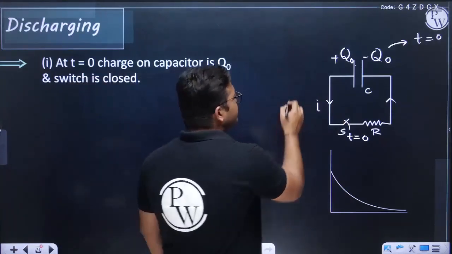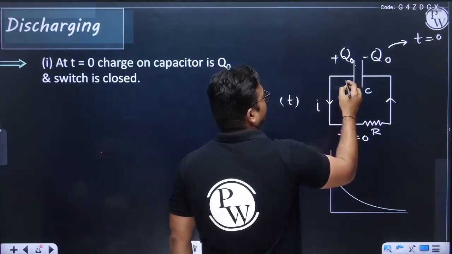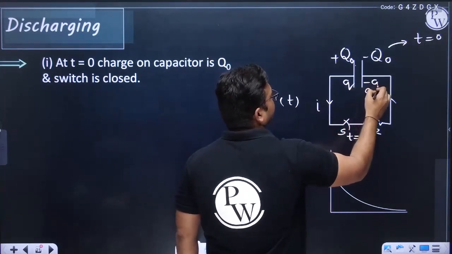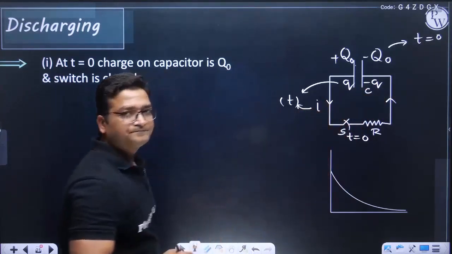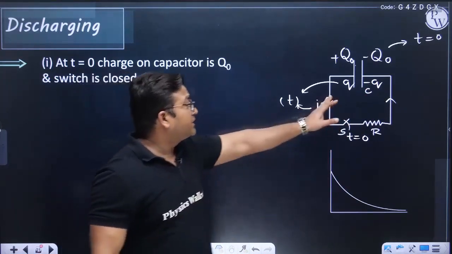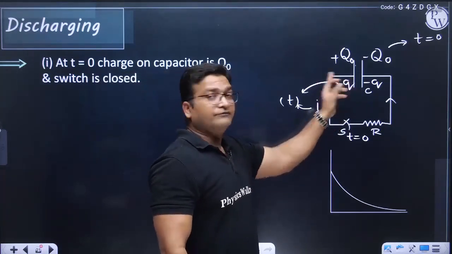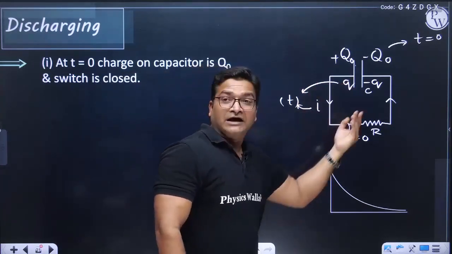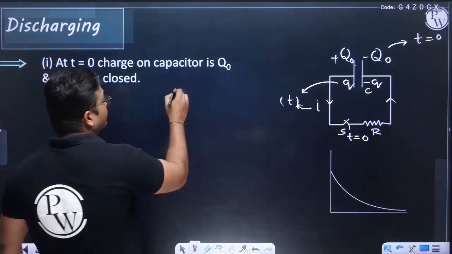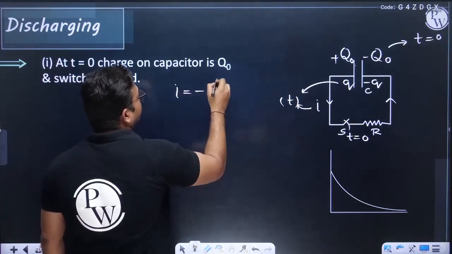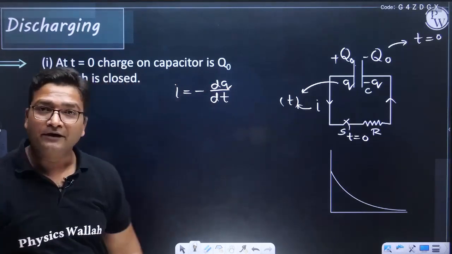So if at time t, I assume the current in the circuit is I and the charge remaining on the capacitor plate is only Q. This is the charge after time t, this is the current after time t. Now, can you see the current is away from the positive charge? This current is draining the charge away. So by this current, charge will decrease. And current will be equal to the rate of decrease of charge, that is minus dq by dt. So always remember the current is equal to minus dq by dt.